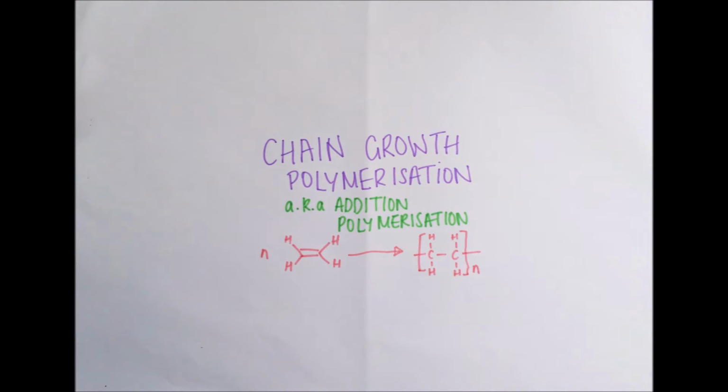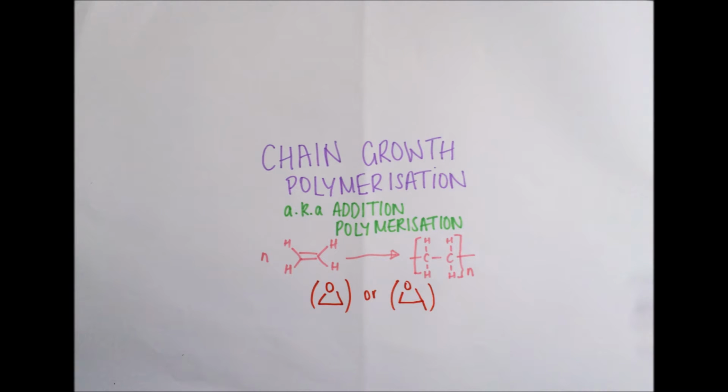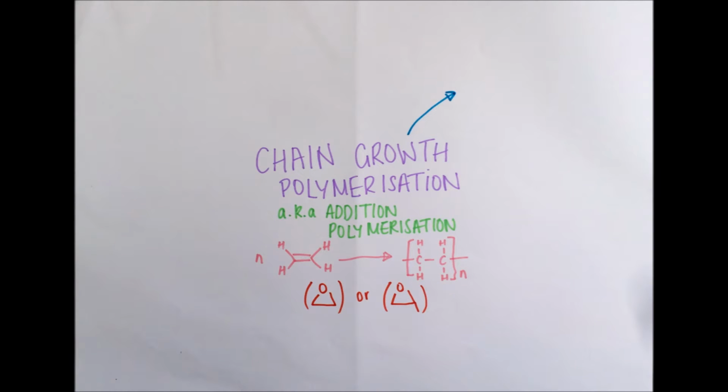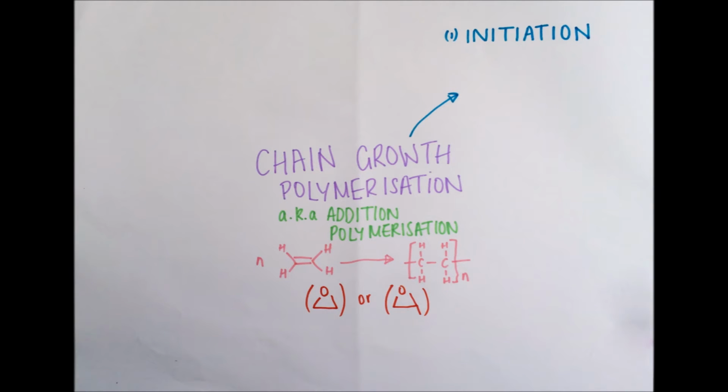Put simply, an addition reaction takes place between monomers where they combine to form a polymer without loss of any molecules. Monomers that have a closed ring can also undergo chain growth polymerization, examples of which you'll see later in the video. There are three stages to any addition polymerization. Initiation. This is where a reactive initiator molecule attacks a monomer to form a reactive end group, meaning that it is able to go on and form its polymer chain.